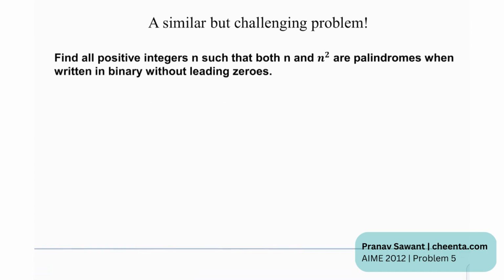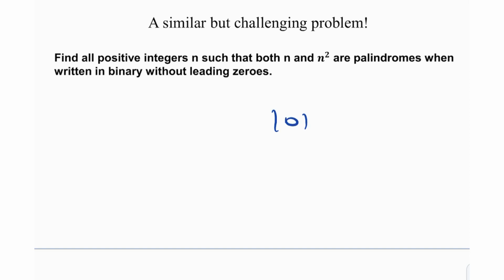Okay, so you have a similar but challenging problem, and I want you to find all positive integers n so that both n and n square are palindromes when written in binary, that is base 2, without leading zeros. A palindrome is any number that is read the same forward and backwards. For example, 101 is a palindrome because you read it from this way, you get 101, you read it from this way, again you get 101. So no matter in what way you read it, right to left or left to right, you'll still get the same combination of digits.